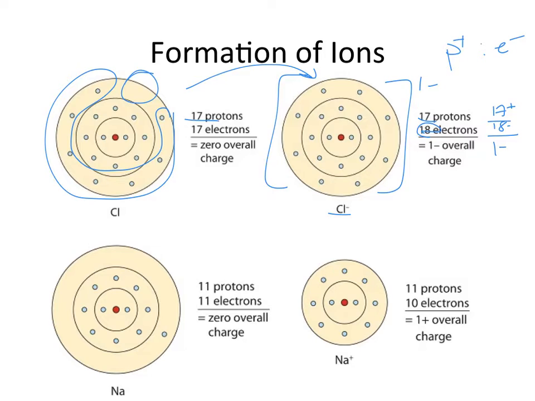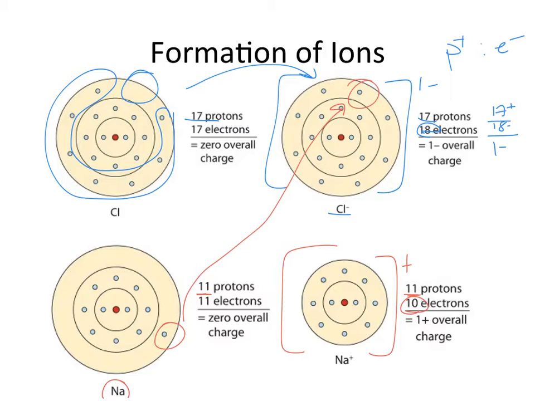Now the question is, where does it pick up this electron? Well, remember that if it has an interaction with sodium, which is a metal, which wants to lose that electron, it's going to pick that electron up from there. So if sodium loses an electron, again, it still has the same amount of protons, but it has one less electron. So this is going to form a cation of 1 plus.